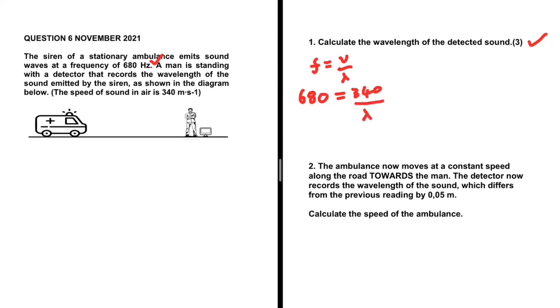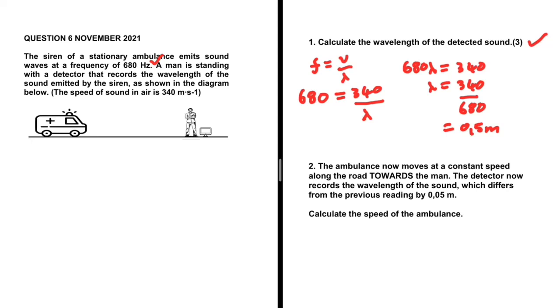So if we cross multiply, we're going to get 680 times the wavelength being equal to 340. So the wavelength is equal to 340 divided by 680. This should be equal to 0.5 meters. So there we go. That is the wavelength of the detected sound.